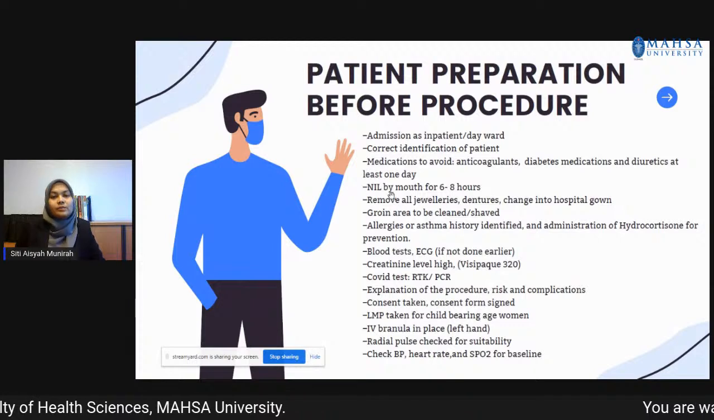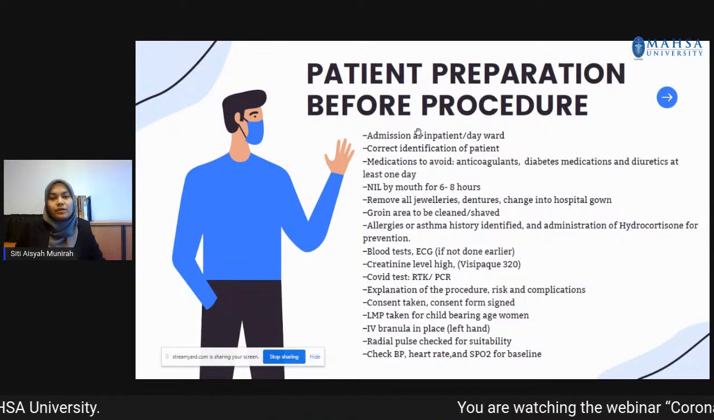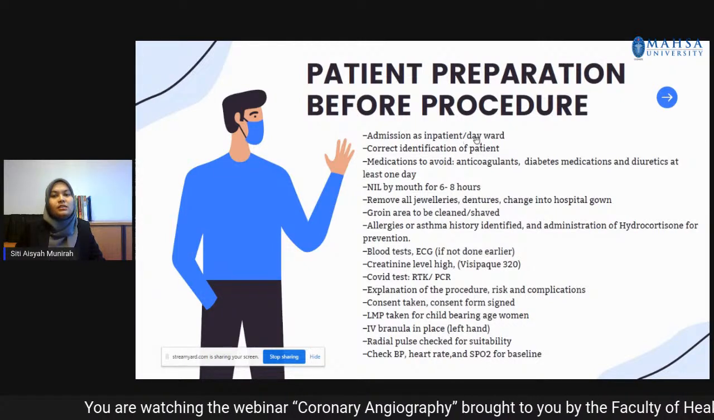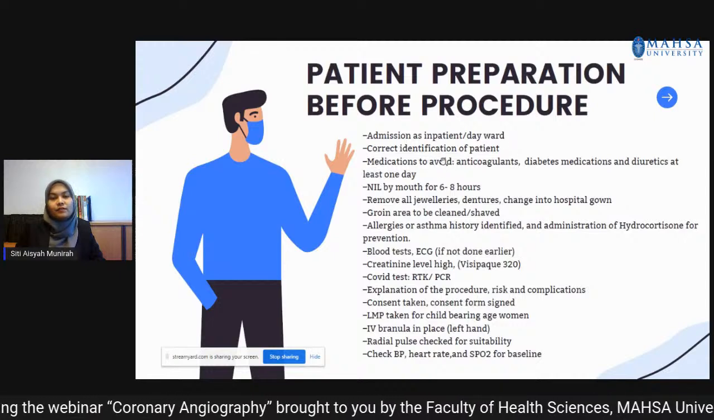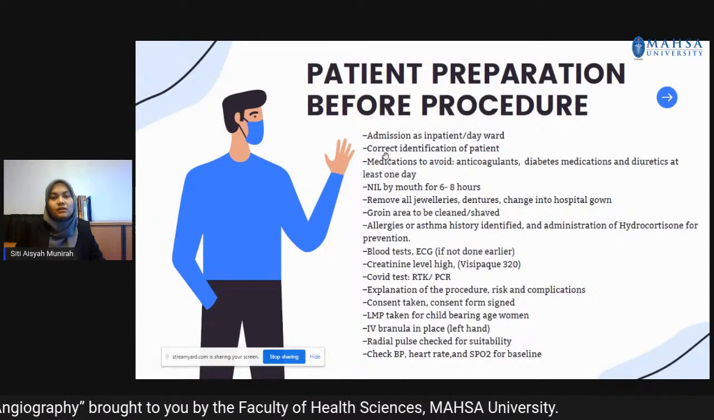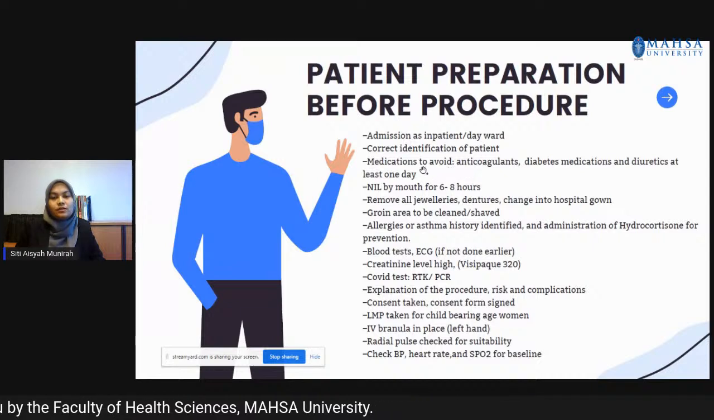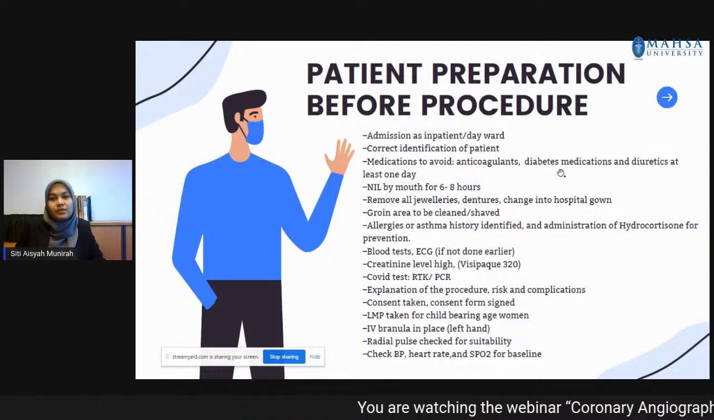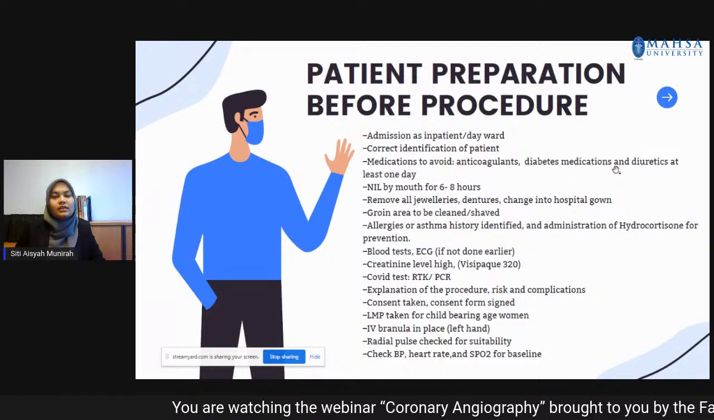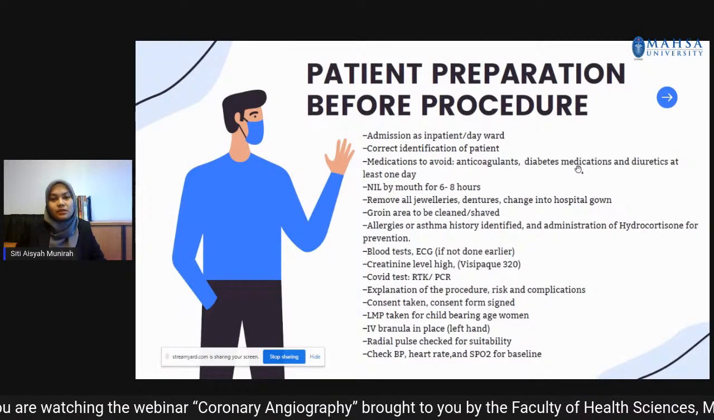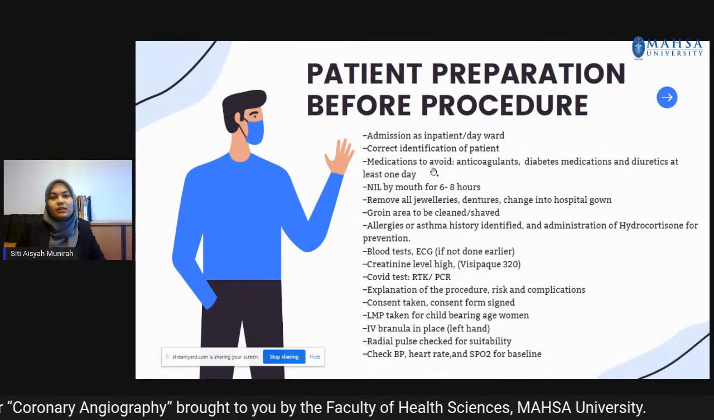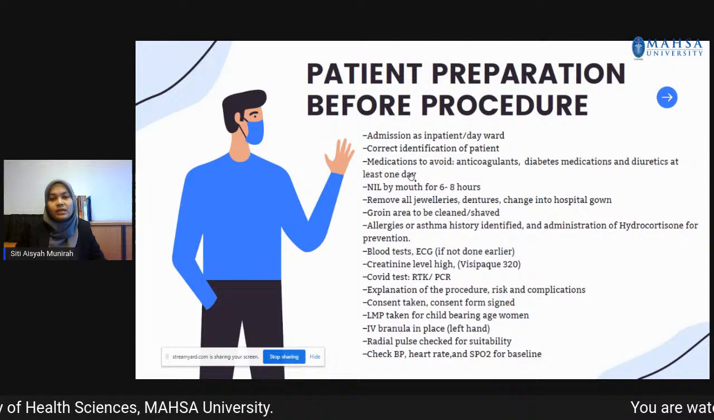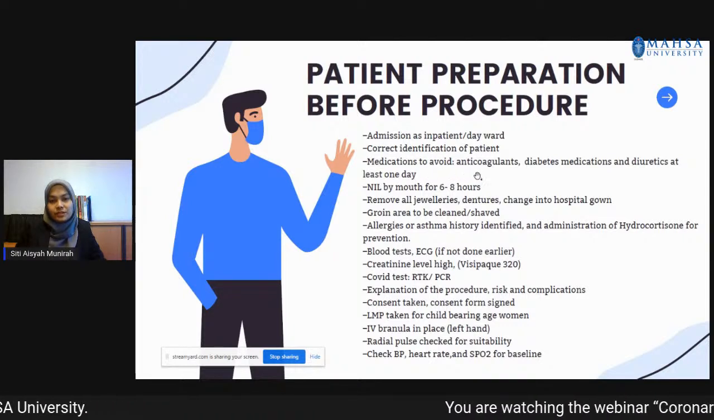So what does the patient need to do, or what does the patient need to expect before the procedure? First of all, there will be admission as an inpatient on day one. Okay, then the patient will be identified by the nurse in charge with the patient's identification. And for patients who take certain types of medication, for example anticoagulants, diabetes medication, and diuretics, they need to stop the medication at least 1 day earlier, okay, because this medication has certain effects on the blood, so stopping it can prevent anything happening during the procedure.